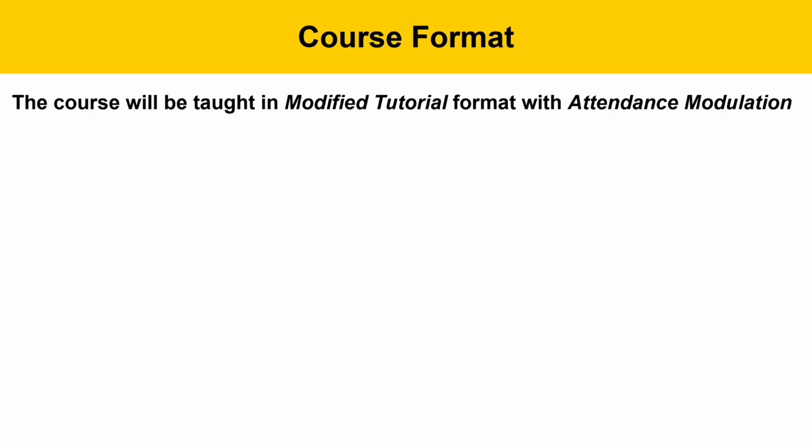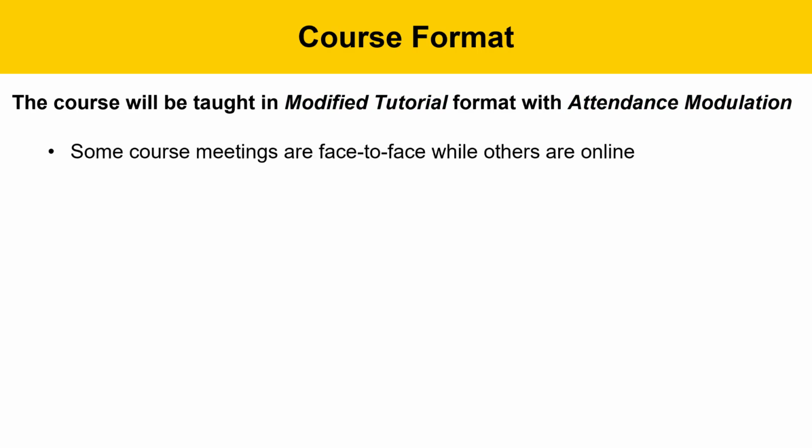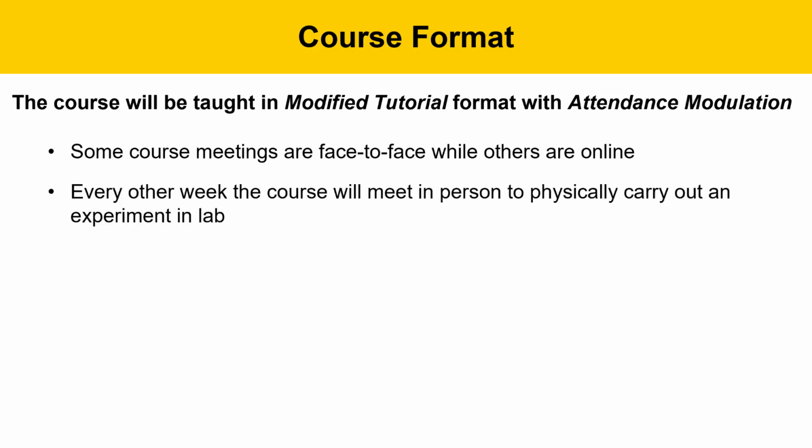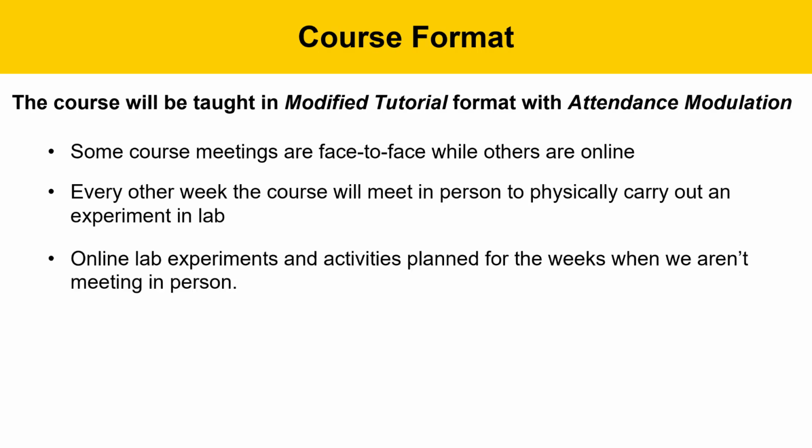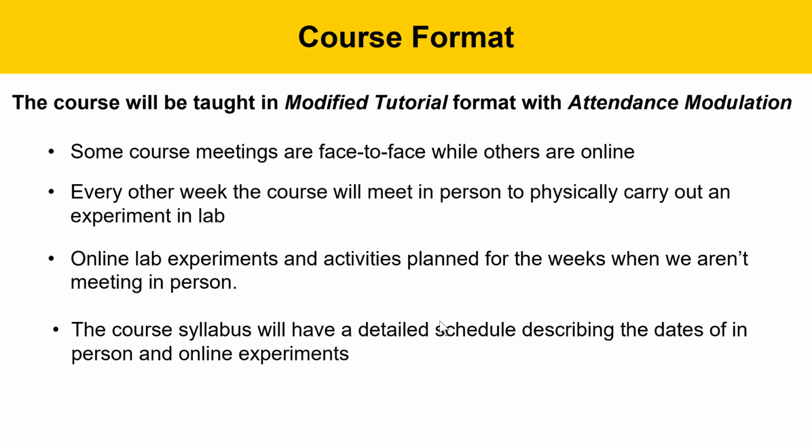We're going to be using a modified tutorial format with attendance modulation. Now, those terms essentially mean that some of the course meetings are going to be face-to-face while others are online. Every other week, the course is going to meet in person to physically carry out an experiment in the lab, so you'll actually show up to a lab where you physically do a lab in the laboratory. And online experiments and activities will be planned for the weeks when we aren't meeting in person. The course syllabus will have a detailed schedule describing the dates of the in-person experiments and the online experiments.